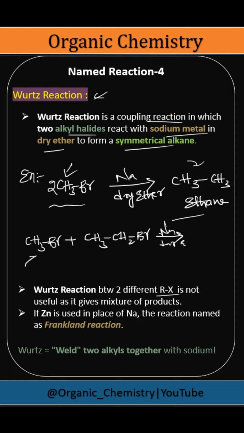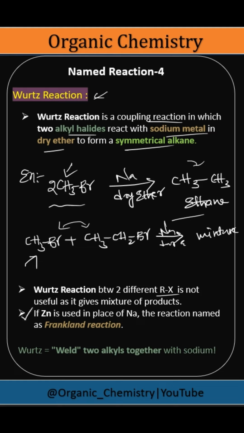Because it might undergo the Wurtz reaction, it might give you ethane, and it might give you butane, and there might be a product which will be propane also that we might get. This is how we'll get a mixture of products here. It might not be that useful, right?